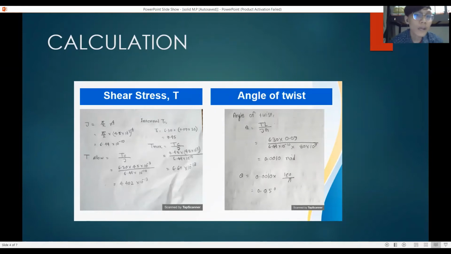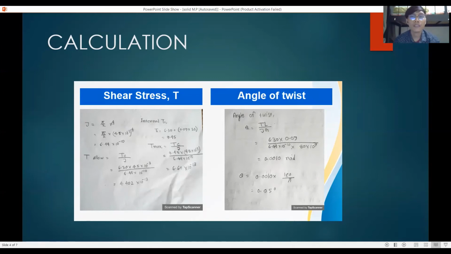For the initial T1, it is equal to 6.30 plus 0.09 times 35. We get 9.45. Tau max equals Tc over J equals 9.45 times 4.5 times 10 to the negative 3, divided by 6.44 times 10 to the negative 10. We get 6.60 times 10 to the 3.